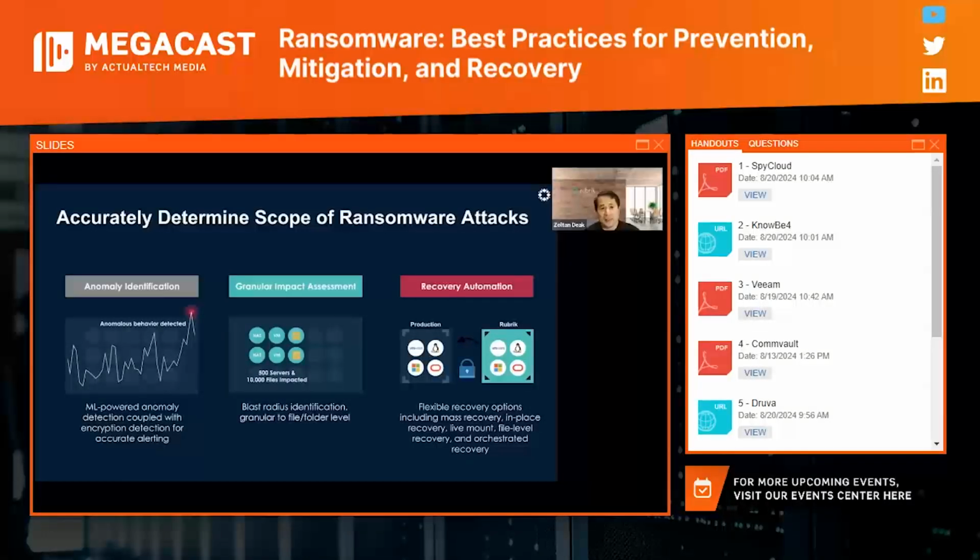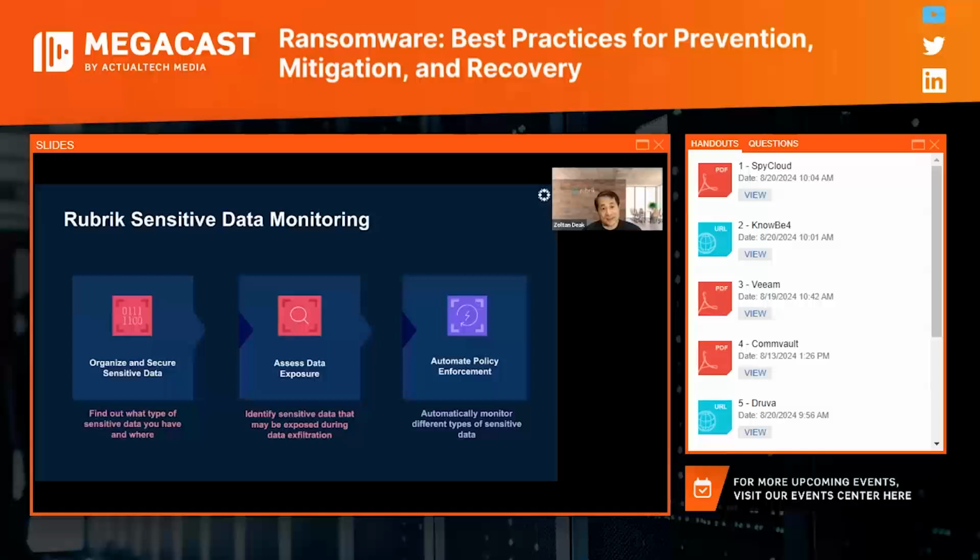Bottom line, in the event of an attack, you can quickly identify which applications, virtual machines, and files were impacted and where they're located. You minimize the time spent discovering what happened and the data loss with granular visibility into the latest unaffected files. Next, your highest value targets are your most sensitive and regulated data.